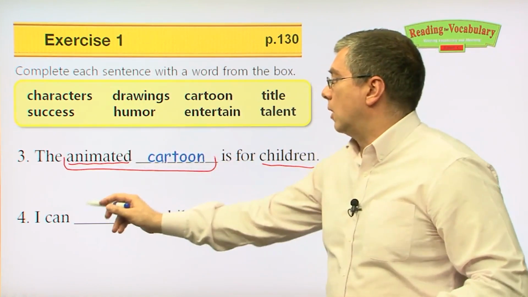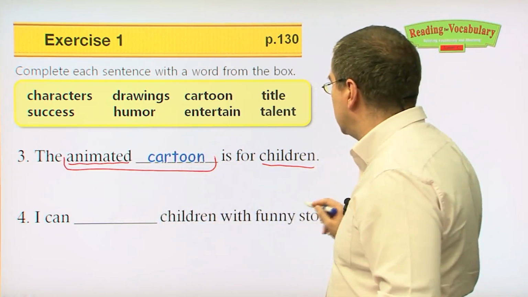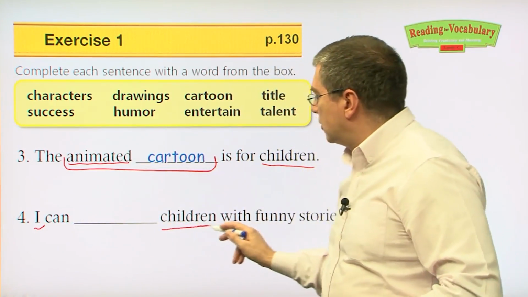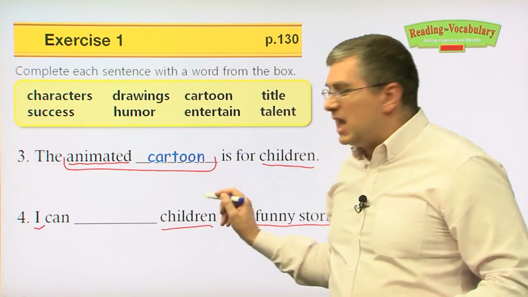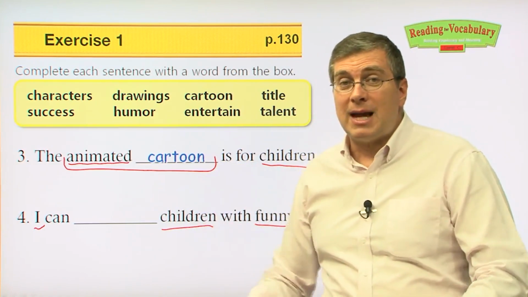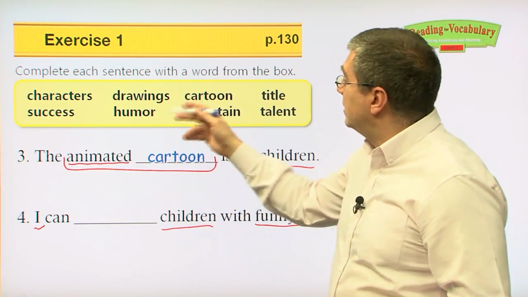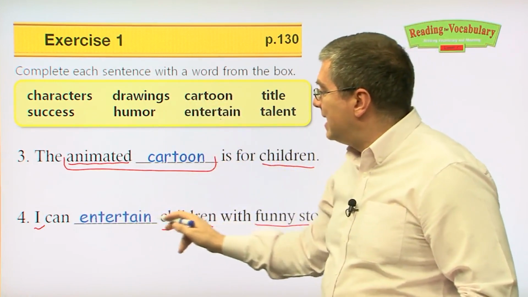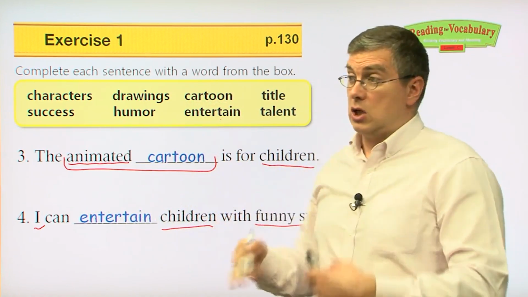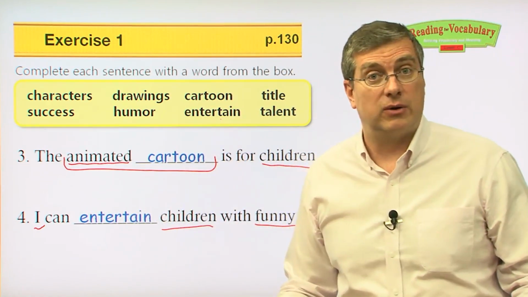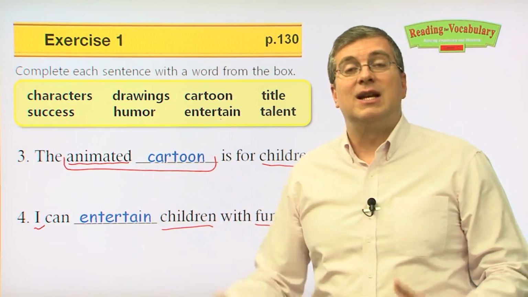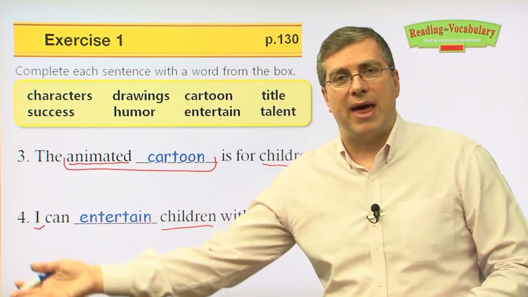Okay. Number 4, I can beep children with funny stories. What can this person do? I can do what for children with funny stories? If I tell children funny stories, they are pleased. I am making them happy. So what am I doing? I am entertaining them. I can entertain children with funny stories. You can entertain anybody with a funny story, right? If you tell somebody a funny story and they like it, they are pleased, you are entertaining them.